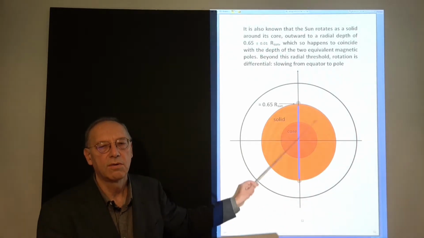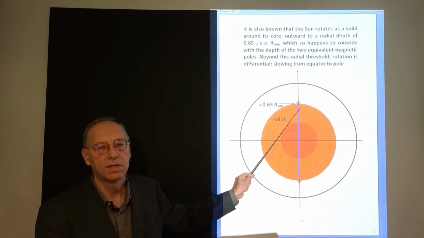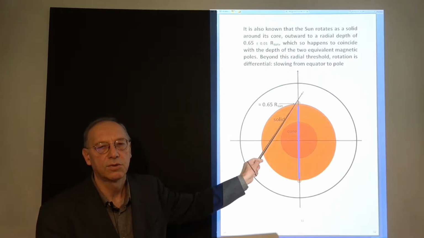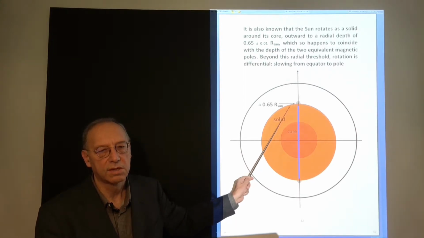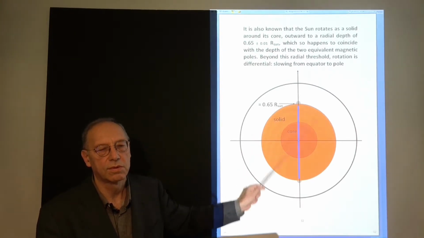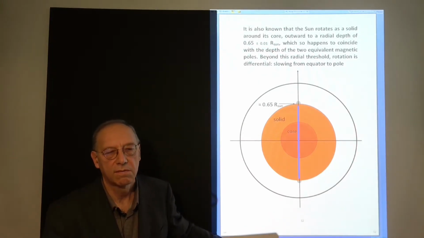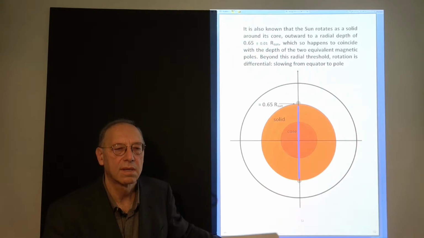So if we now go outside of the solid rotation shell, we land into a differential rotation zone, which starts from this depth to the surface of the Sun. What can we infer from combining these very simple facts?